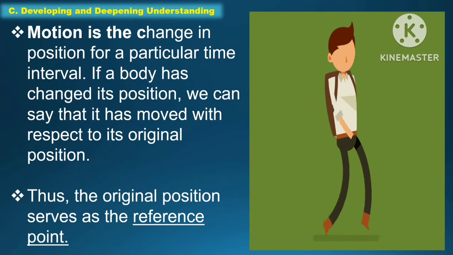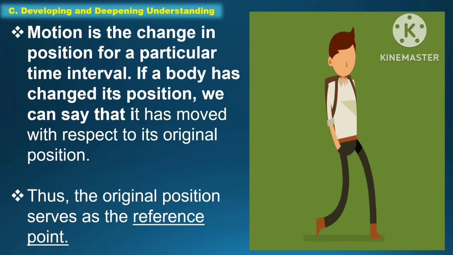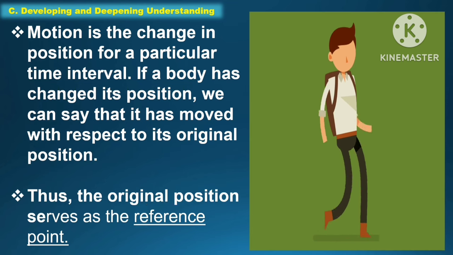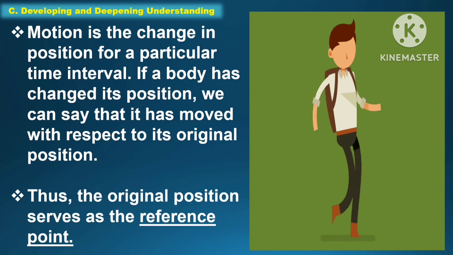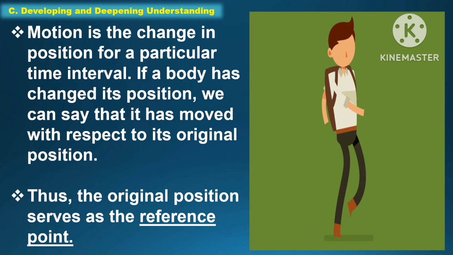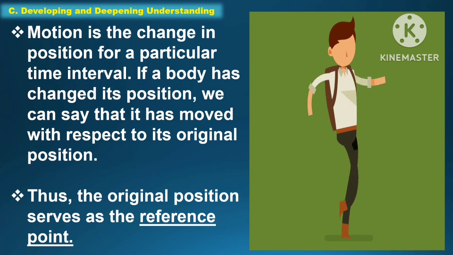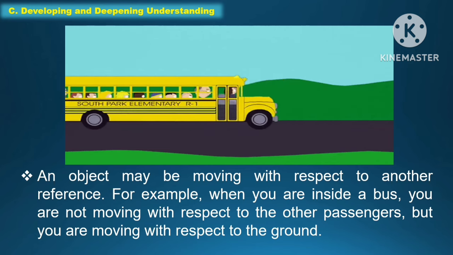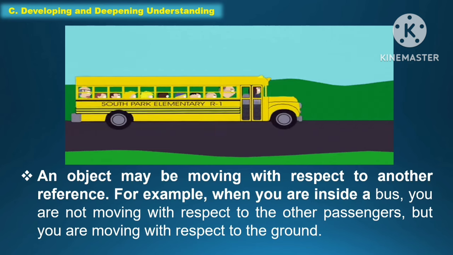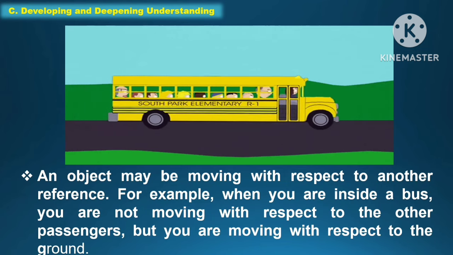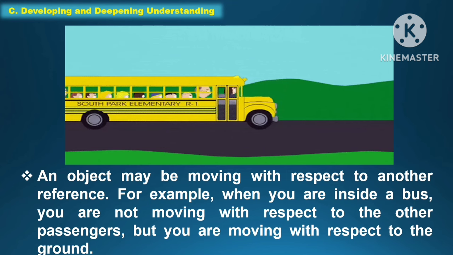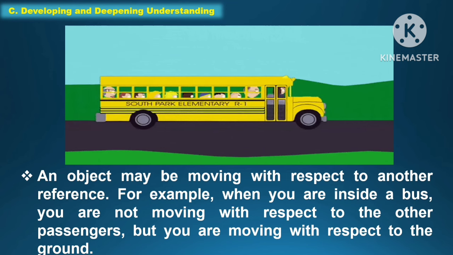Motion is the change in position for a particular time interval. So if a body has changed its position, we could say that it has moved with respect to its original position. Thus, the original position serves as the reference point. An object may be moving with respect to another reference. For example, when you are inside the bus, you are not moving with respect to other passengers, but you are moving with respect to the ground.